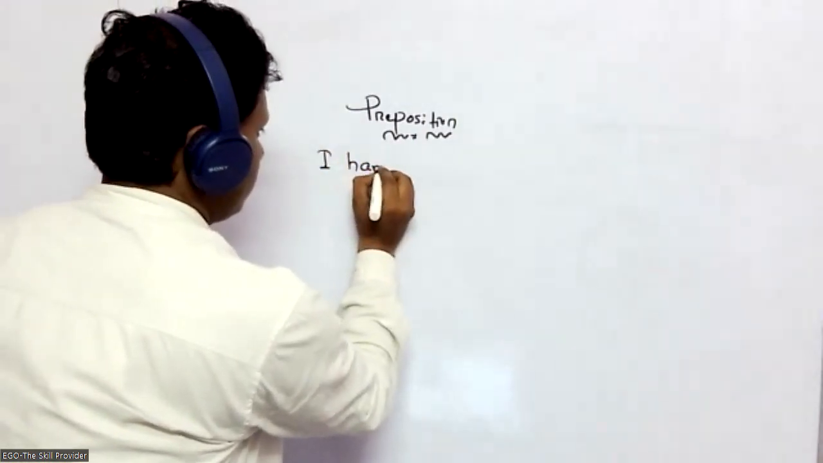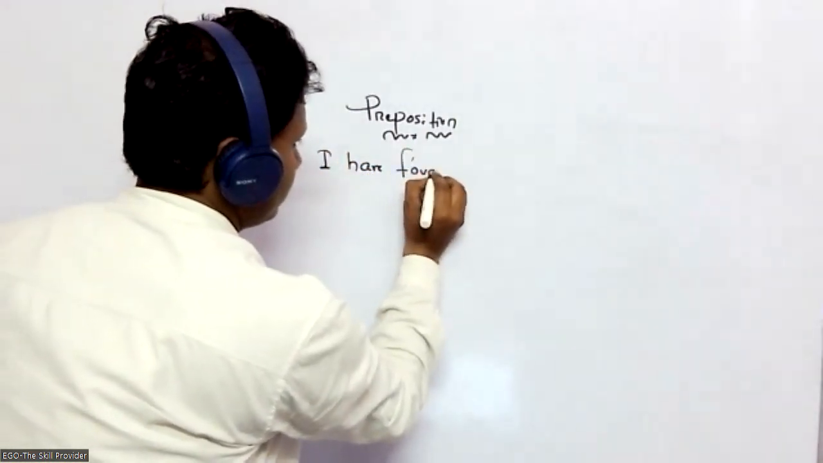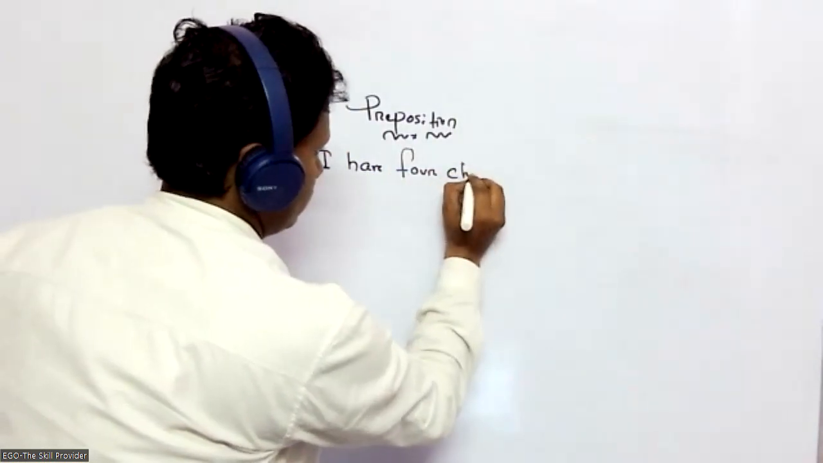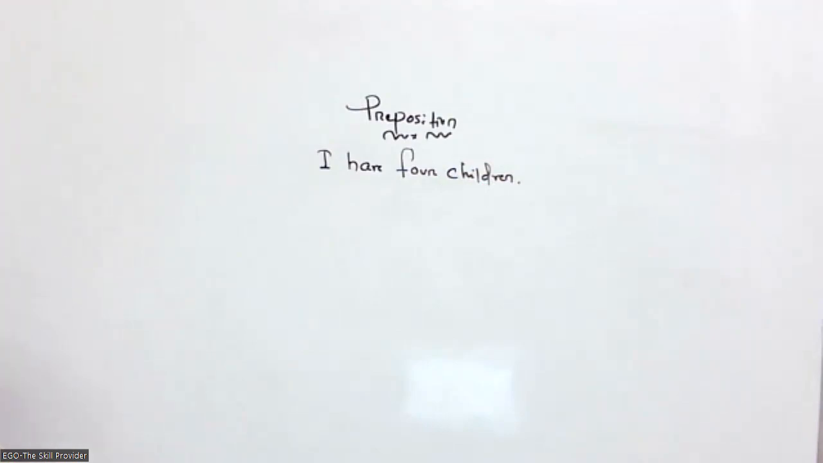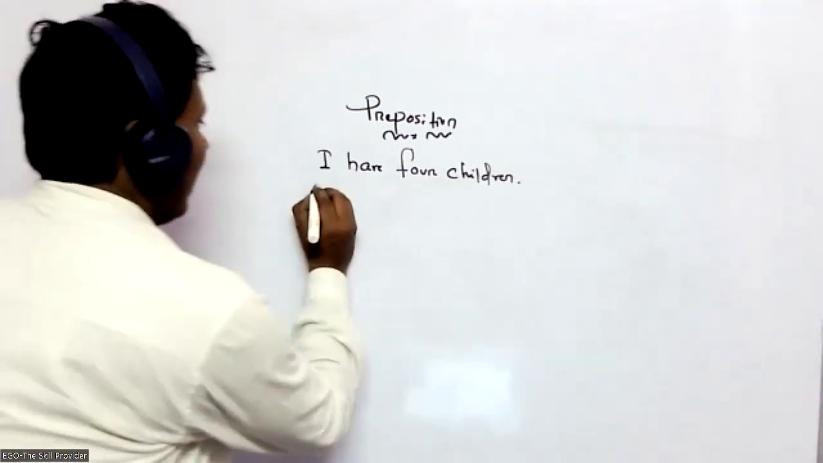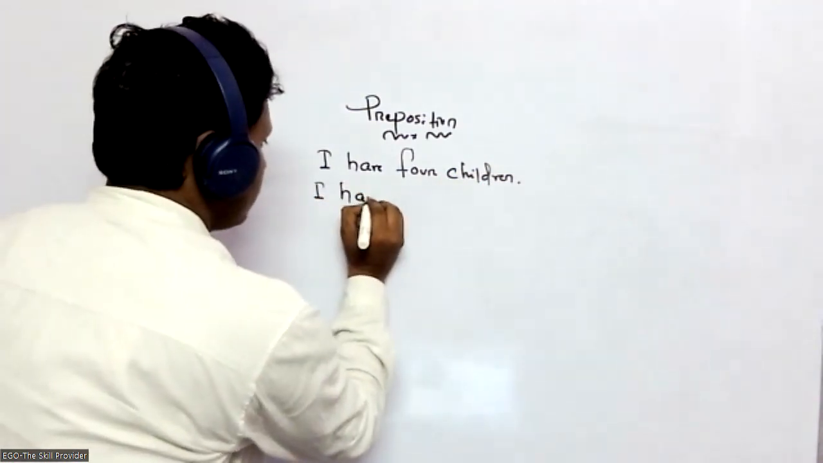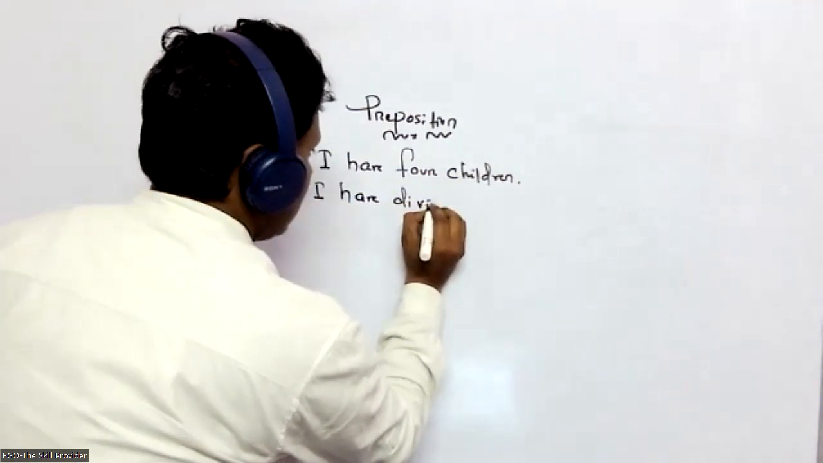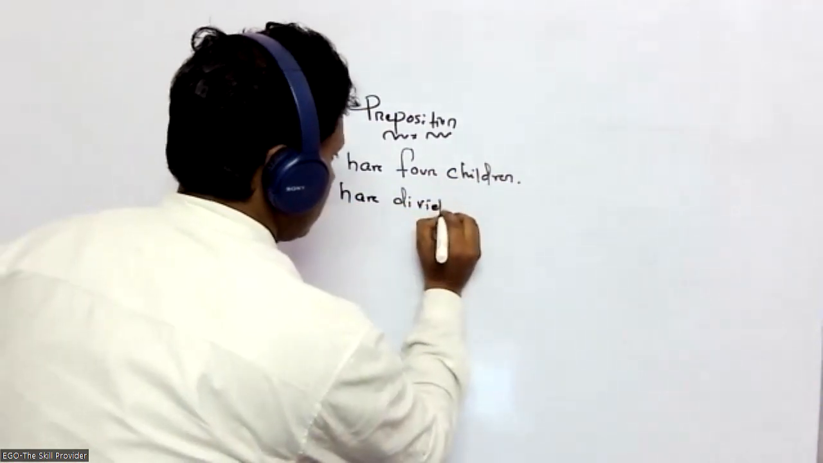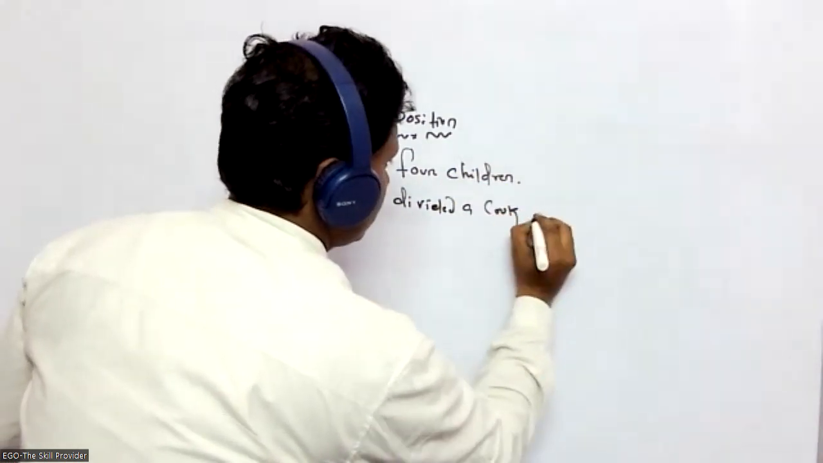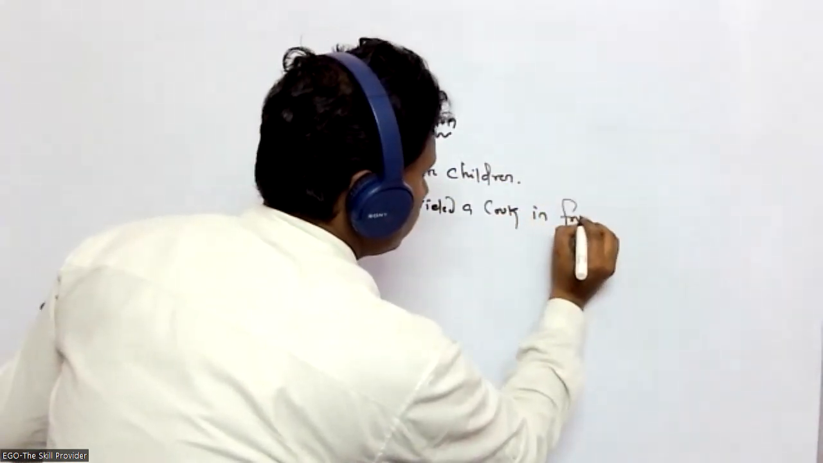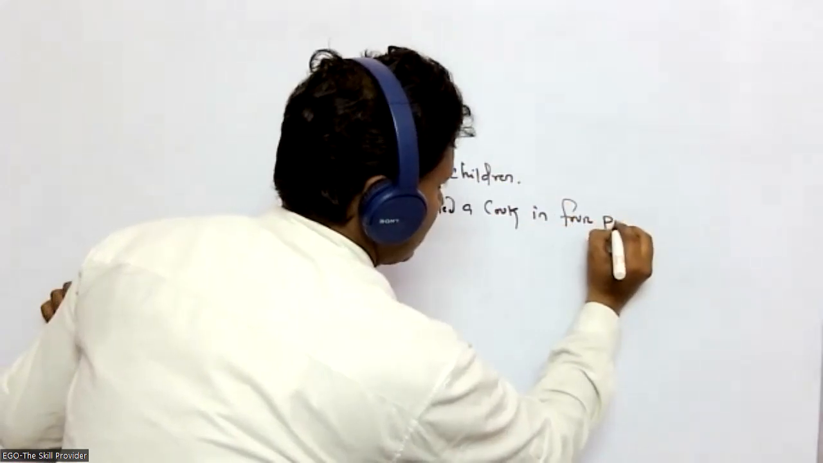I have 4 children. Let me give an example. I have 4 children, and something called: I have divided a cake in 4 pieces.